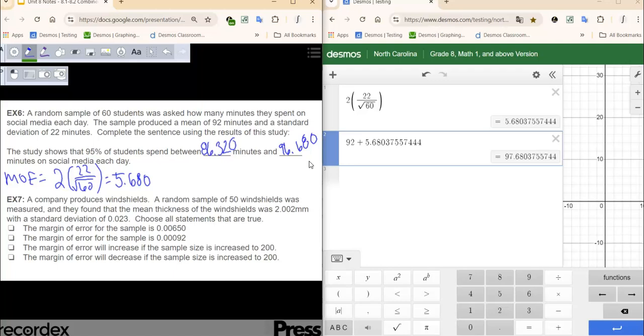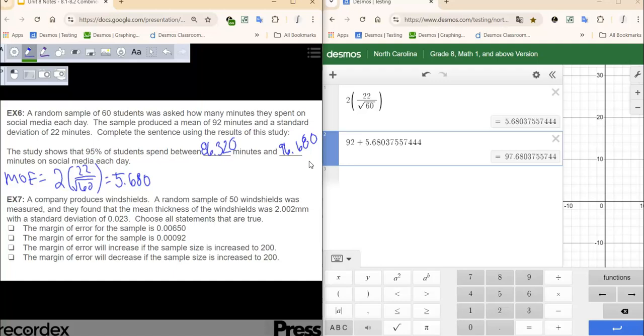Number 7 tells you a company produces windshields. A random sample of 50 windshields was measured, and they found that the mean thickness of the windshields was 2.002 millimeters, with a standard deviation of 0.23. Choose all statements that are true. So this is not a multiple choice where you only choose one answer. You can have more than one true statement.